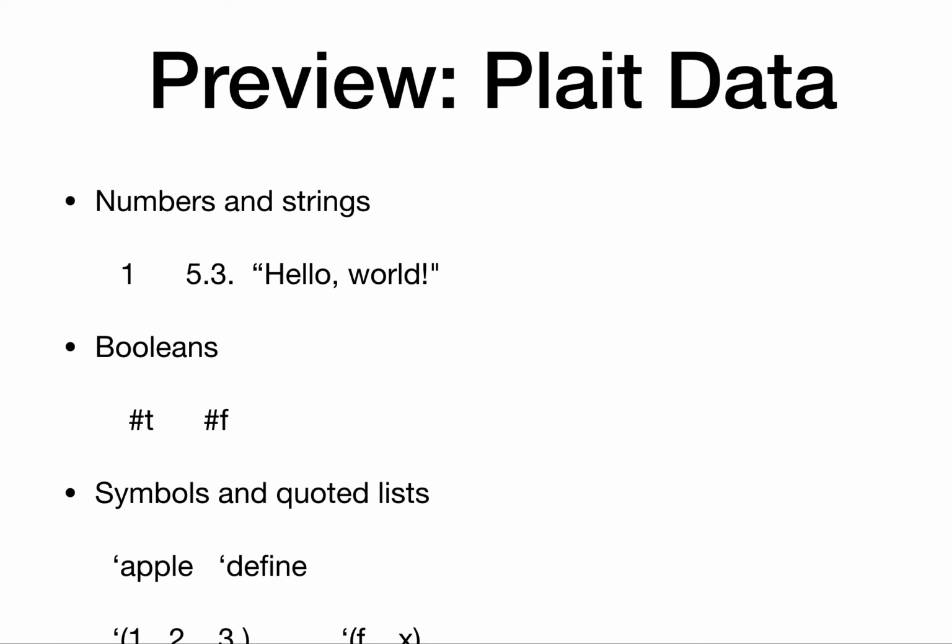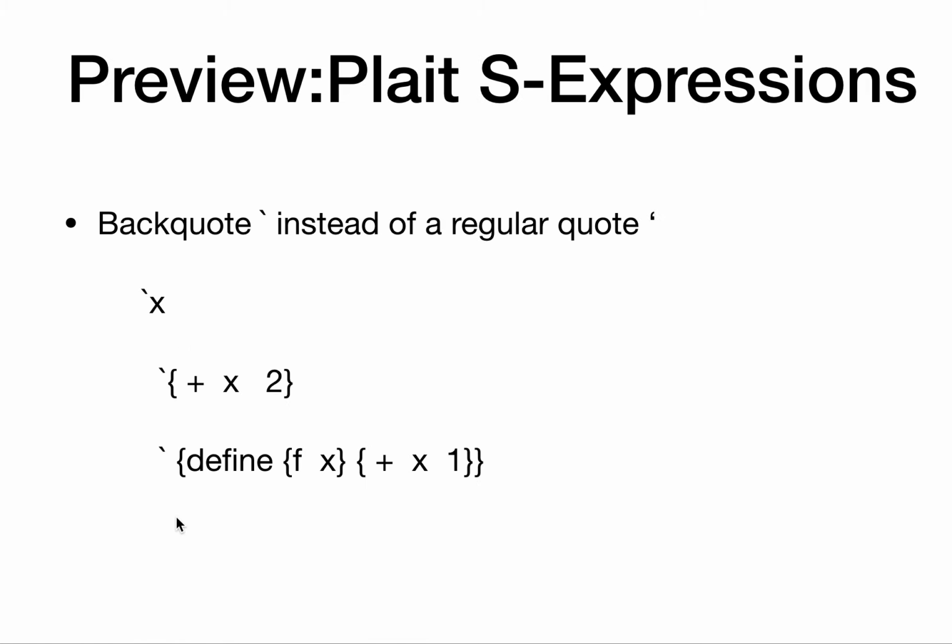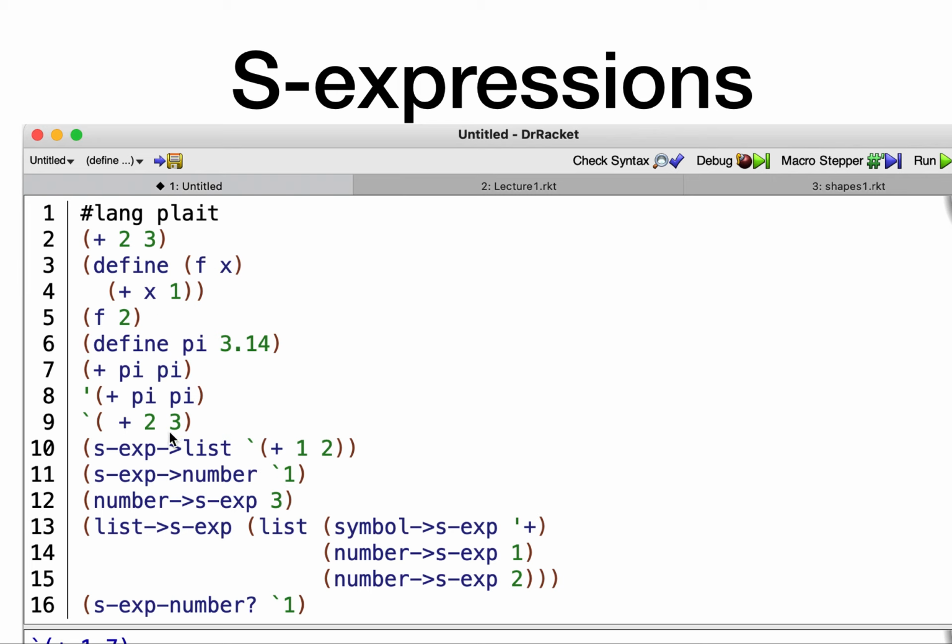Similarly for the list. So you want to try these examples in DrRacket with the Plait language. We are going to use the back quote instead of the regular quote to express S-expressions. If you use the back quote x, it will show you the x itself, and then the list with the elements plus, x, 2 will be defined the following way. Please try those examples in DrRacket. Once again, I'm showing DrRacket with the Plait language and S-expressions.